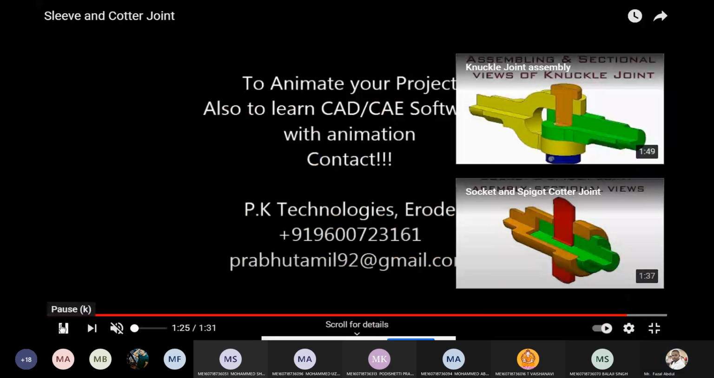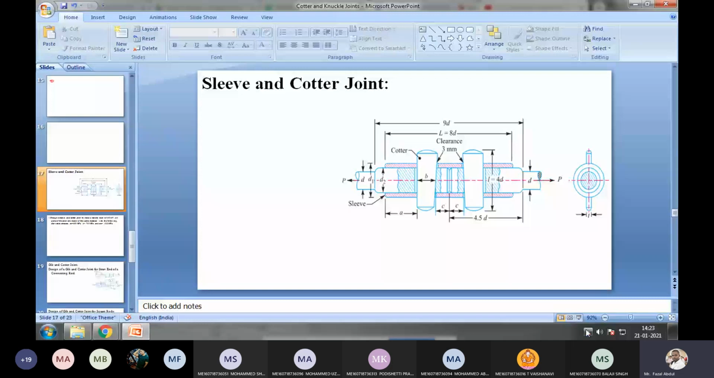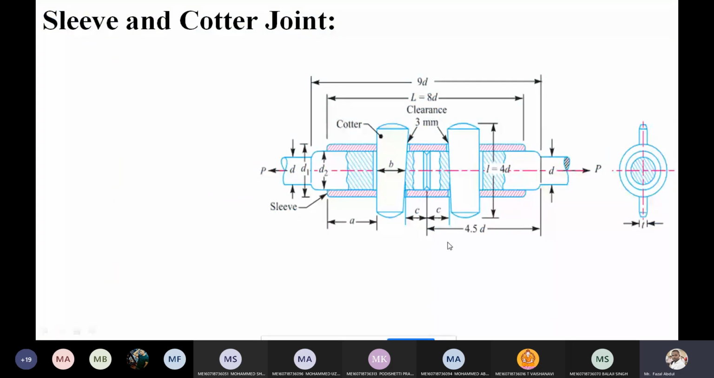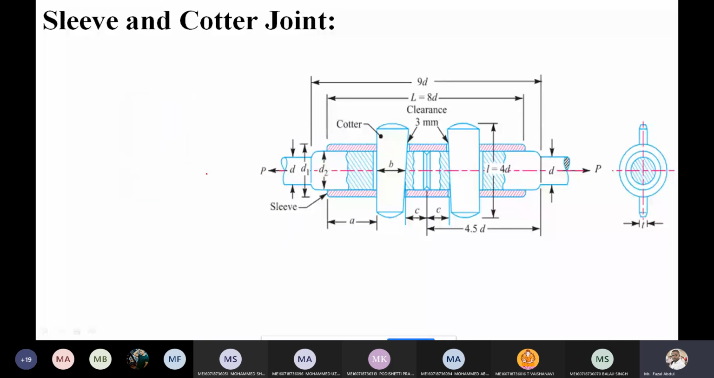Okay. So this is the animation video I showed to you for understanding purpose. Sleeve and quarter joint. This sleeve and quarter joint has the same purpose as what we used in the previous case, that is the socket and spigot joint. Okay, socket and spigot. So here also it is used for temporary joining purpose. Two rods are going to be inserted from the two ends.